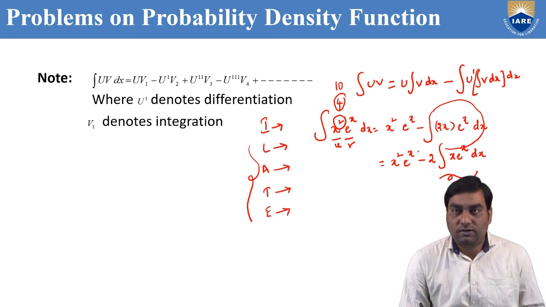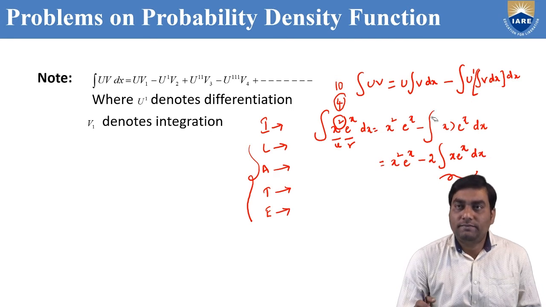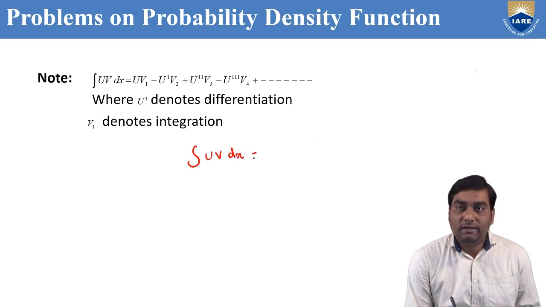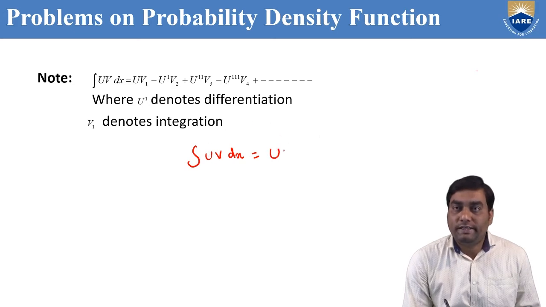What is that formula? See, the identification of u and v is the same as in the ILATE method. First we take u, whatever u is there, you keep it the same, u into v1.